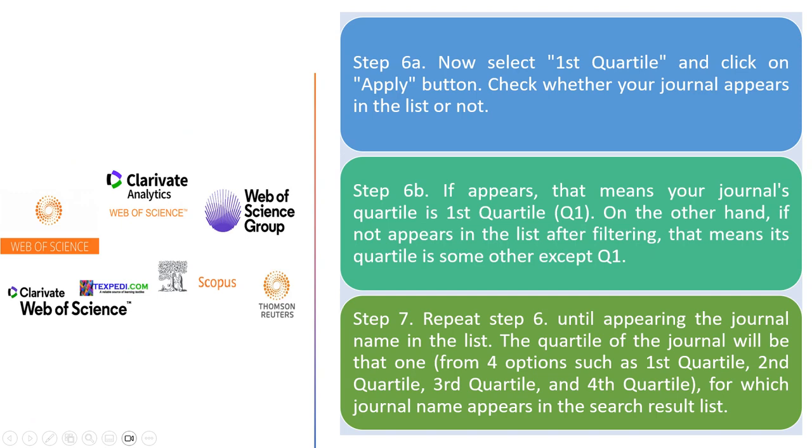As soon as I select the first quartile and click on apply, if this journal belongs to the first quartile, the journal will be shown, otherwise no result will be seen. If no result comes, then you have to deselect the first quartile, select the second quartile, press apply again and see whether the journal comes in the second quartile or not. You have to repeat this step up to 4 times till your journal is visible in one of those 4 quartiles. So this is the step we are going to see here.